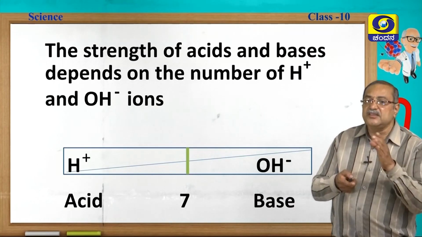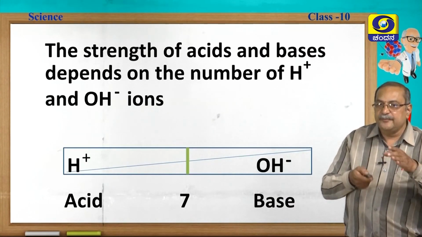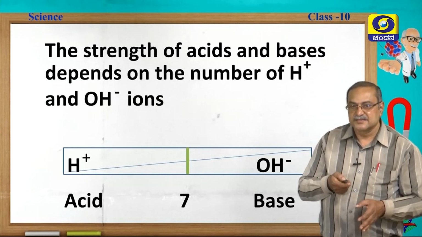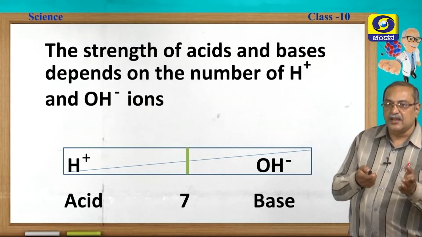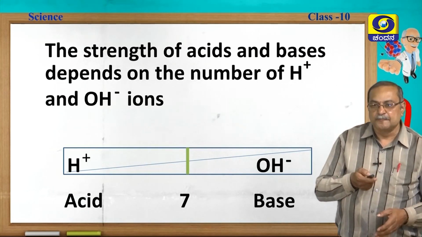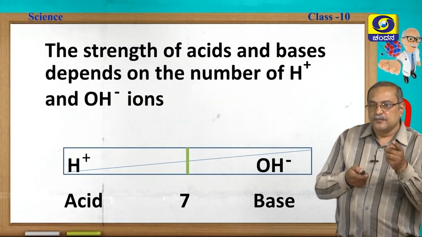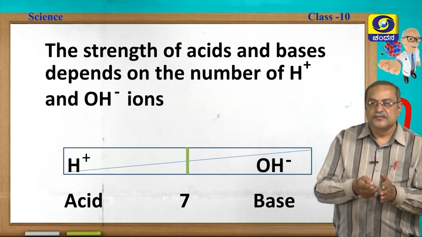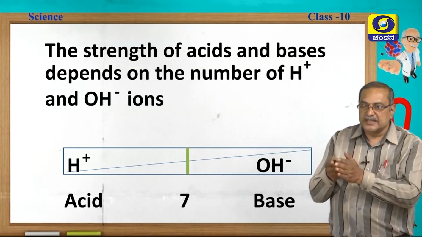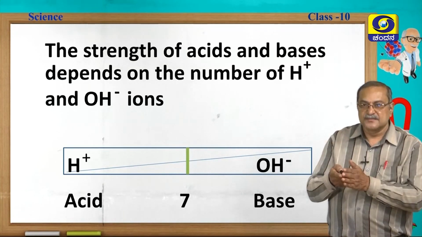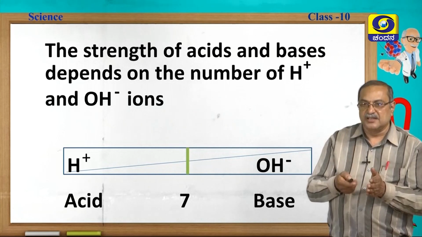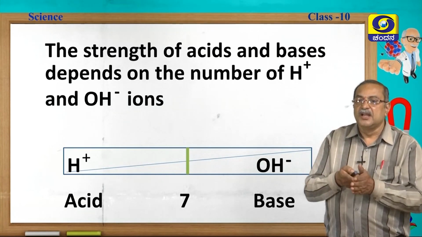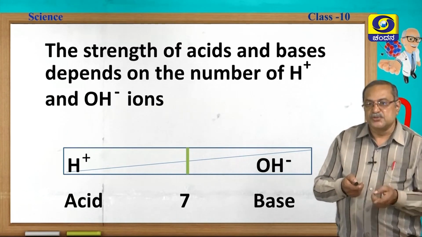The strength of acids and bases depends on the number of H plus and OH minus ions, the hydrogen ions or hydroxyl ions. If the percentage of H plus ions is more, that is called an acid. If the percentage of OH minus ions is more, that is a base. At pH 7 it is neutral, the number of H plus and the number of OH minus ions are equal, and they become neutral.